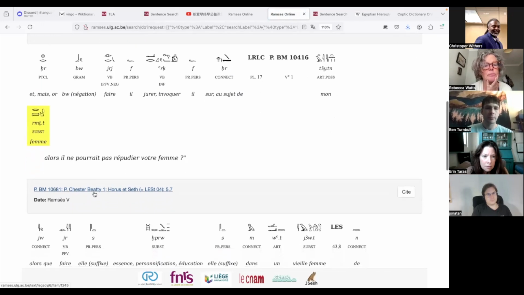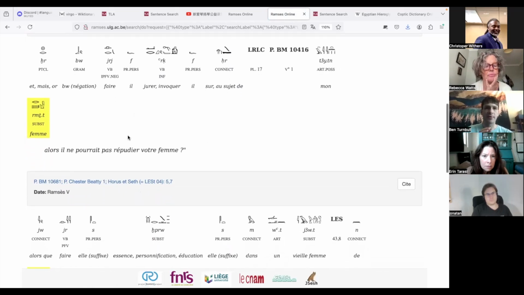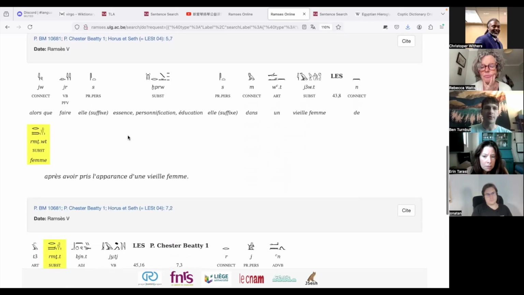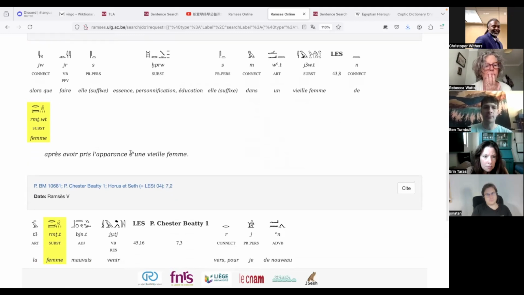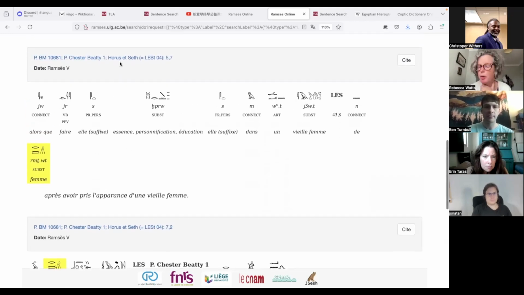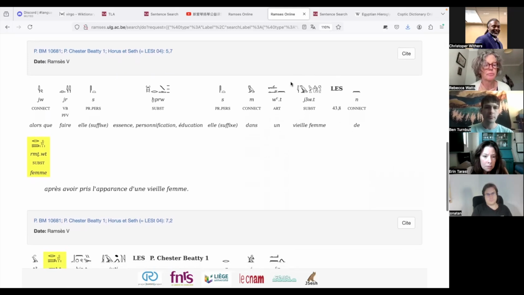Interesting, because there are some words that are specifically husband and wife, and there are other words that are like people or person, and so the gender of those words could be marked for either. This is interesting though, because we put in femme. If you put in wife, épouse, I wonder if you get the same thing. Let's have a look. Before we do that, though, a quick reminder, this was actually in Horus and Seth.